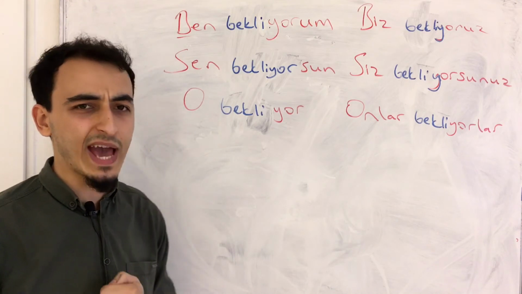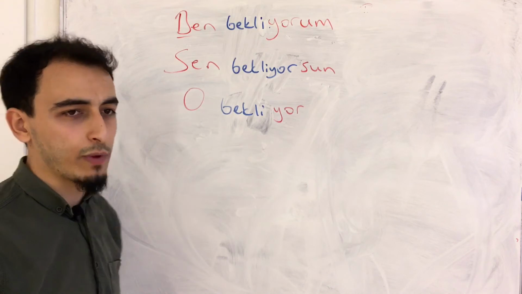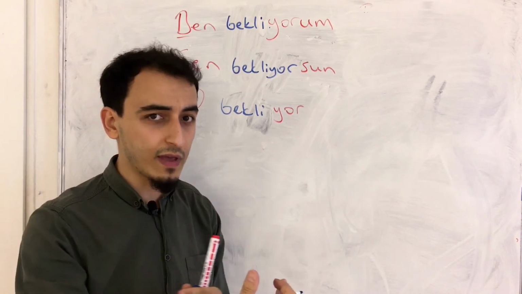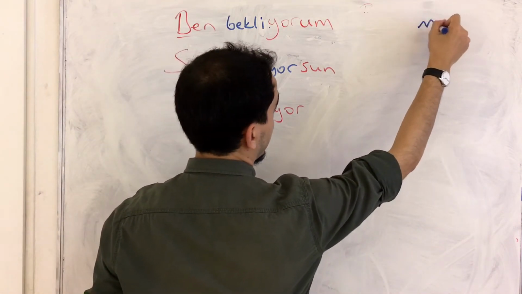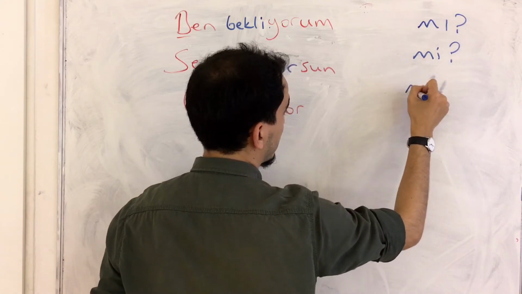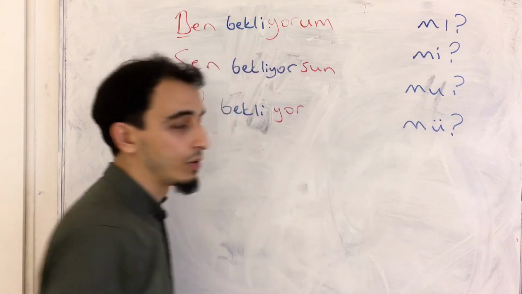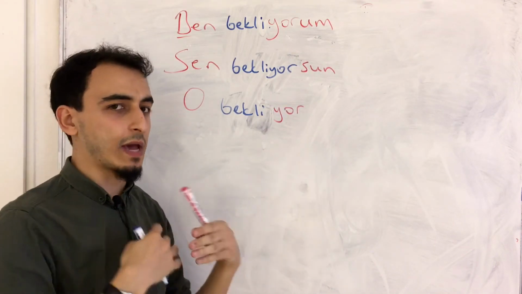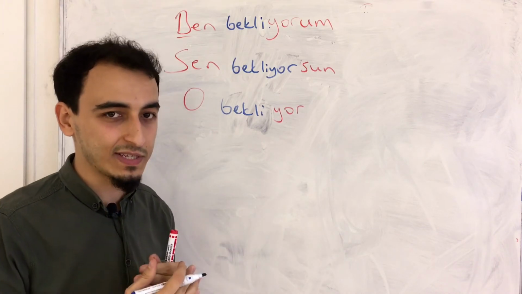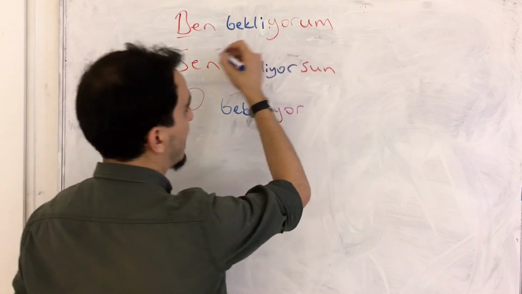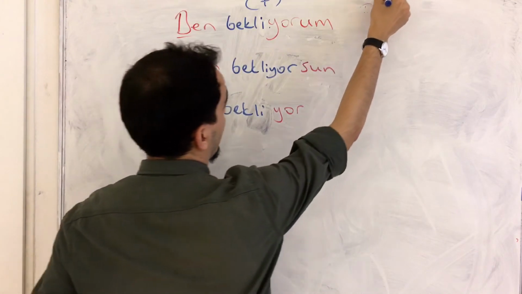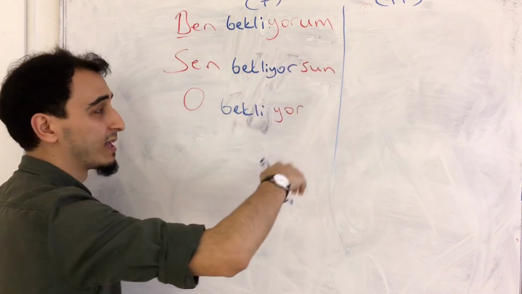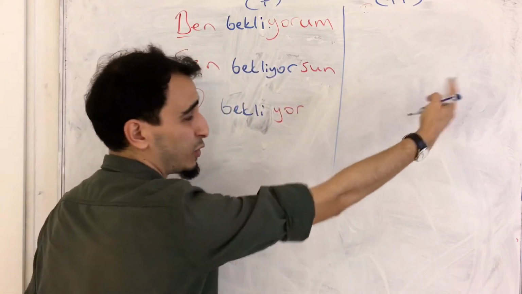Onlar bekliyorlar. Now let's see how do we ask questions. Ben bekliyorum. Do you remember how we ask questions? It's not a suffix. We always write them separately. Mı, mi, mu, mü. Yeah, as usual, I, u thing. Four forms. Mı, mi, mu, mü. So, we write it separately and we add the personal suffixes to the question word. Like this. Ben bekliyorum. I don't need to use ben, sen, o, right?